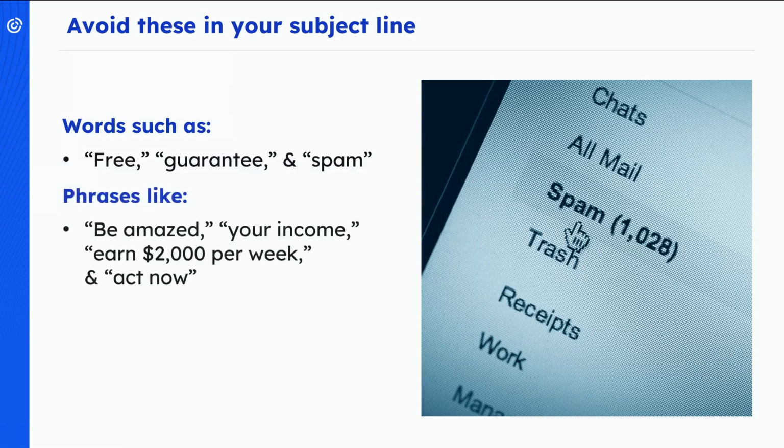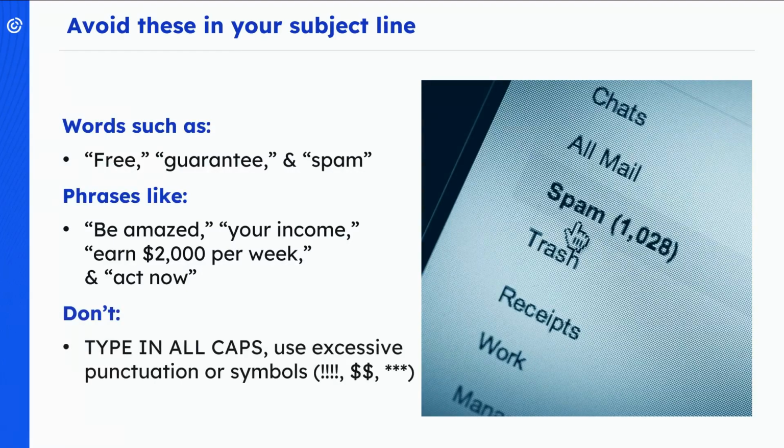It's also important to stay away from certain phrases. For instance, be amazed, your income, subject to credit approval, earn $2,000 per week, and act now. And finally, you want to stay away from all capital letters, excessive punctuation marks, and too many symbols. Spammers use a variety of these tactics in their subject lines, so be sure to avoid these things in order to land in your subscriber's inbox.